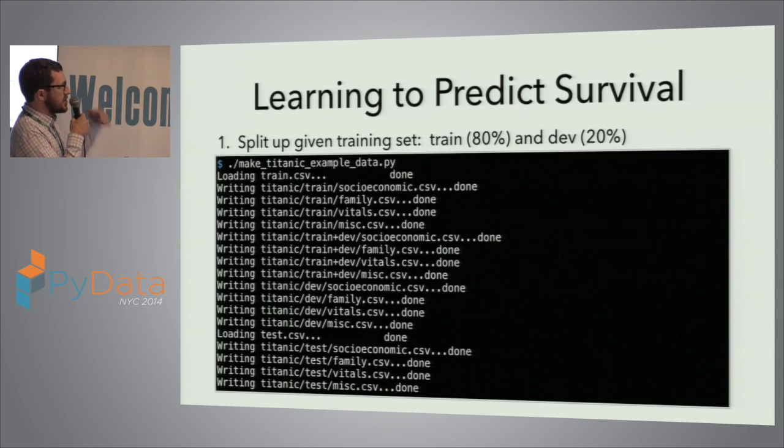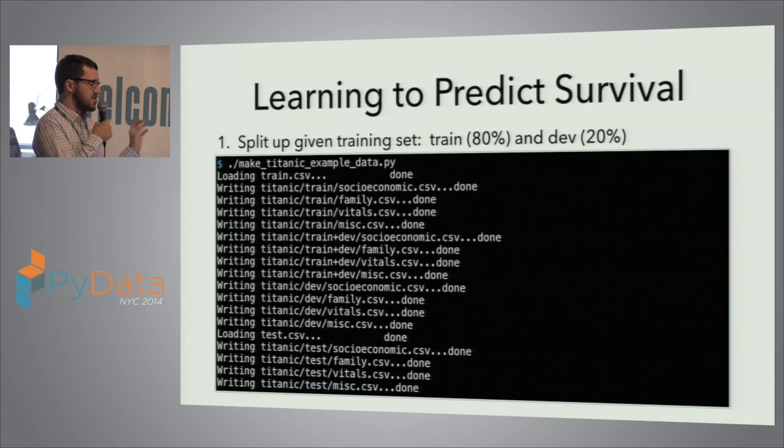You'll see it print out something like this, which loads up the data and then writes out a bunch of different files. We split the features that are available in the data set up, so we try to semantically group them. So we've got socioeconomic status, information about their family, their vitals. Miscellaneous is just whatever was left over. And then we have directories for training, development, and one directory that's got both of them combined in case we might want to use all of that later.